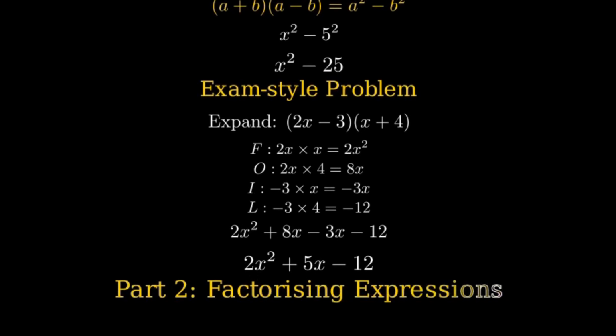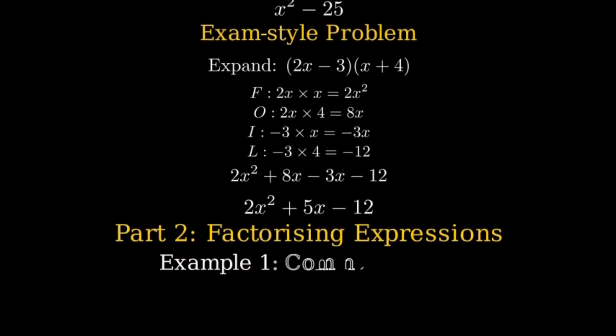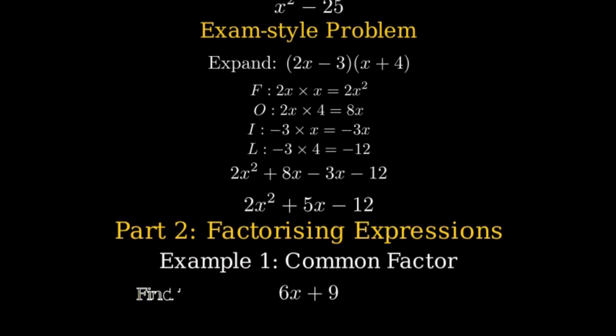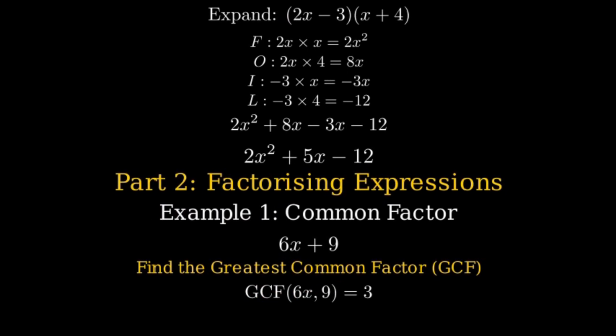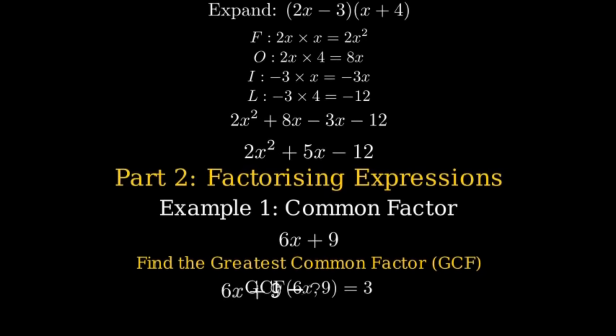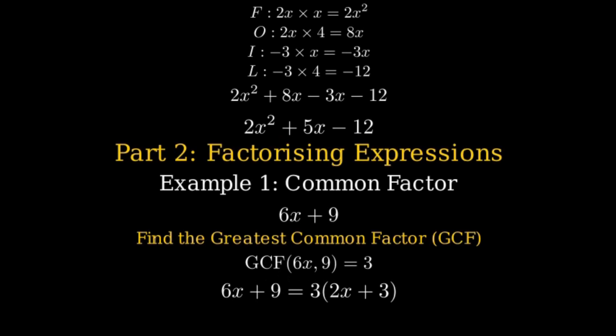Now, let's move on to part 2, factorizing expressions. Factorizing is the reverse of expanding. We rewrite an expression as a product of factors. Let's start with factoring out a common factor. We have 6x plus 9. First, we need to identify the greatest common factor of all terms. The GCF of 6x and 9 is 3. So, 6x plus 9 can be written as 3 times (2x plus 3).